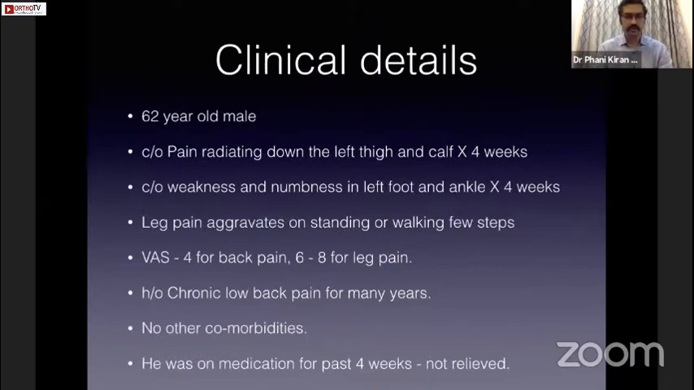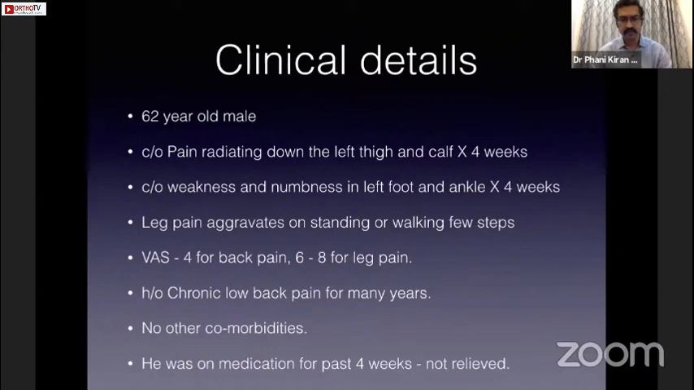It's a 62-year-old male with complaints of pain radiating down the left thigh and calf for the past 4 weeks, associated with weakness and numbness in the left foot and ankle for the same duration. His pain aggravated on standing or walking a few steps, and the VAS was 4 for back pain, 6 to 8 for leg pain while walking. The symptoms were relieved on lying down.